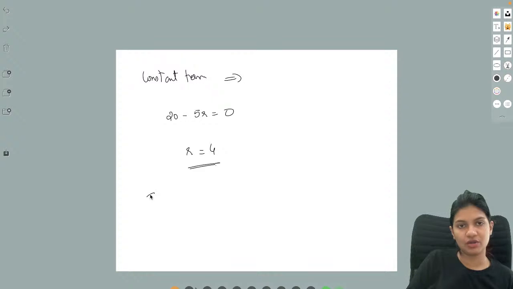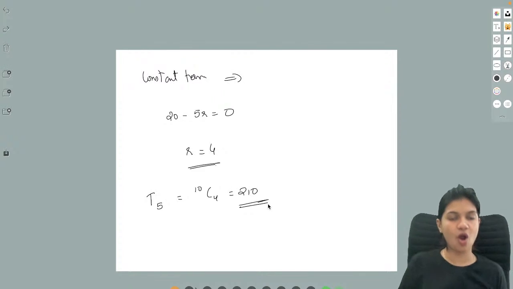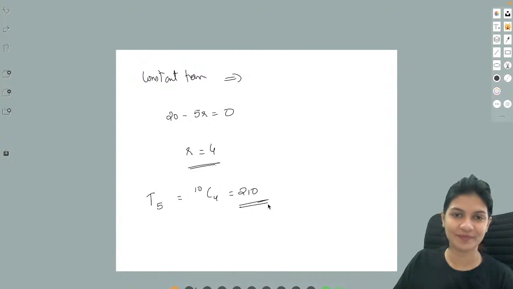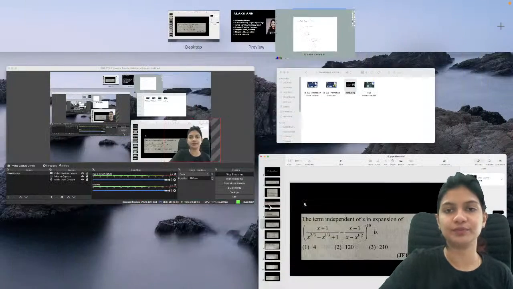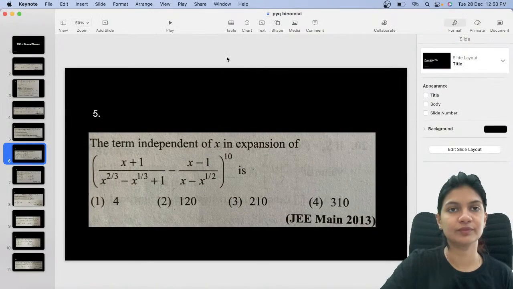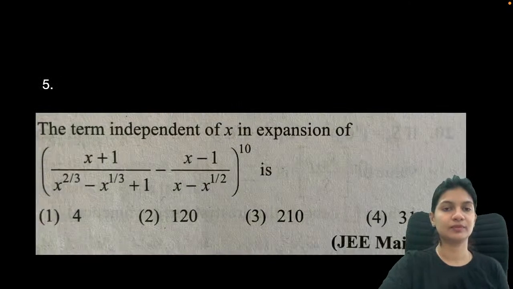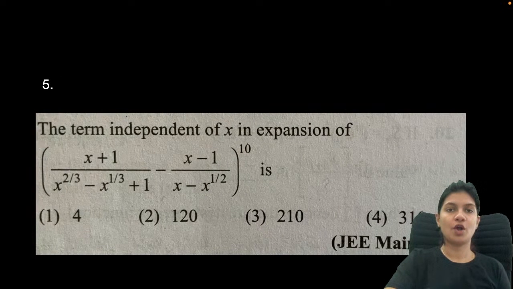So, T(4 plus 1), that will be T5, will be 10C4, which is 210. Hence, option 3 will be your answer. Option 3. Any doubt? Option 3 will be your answer.